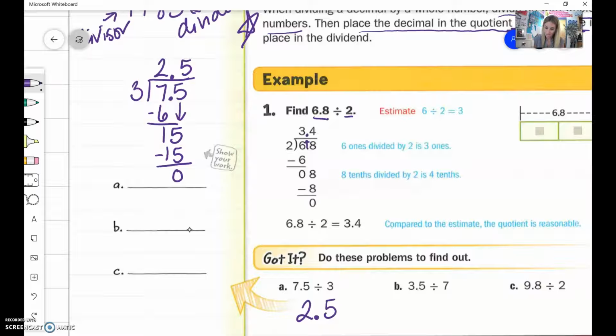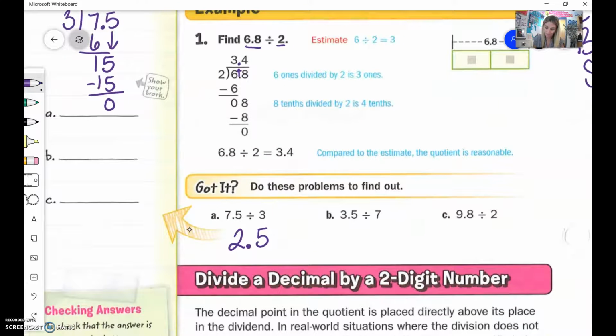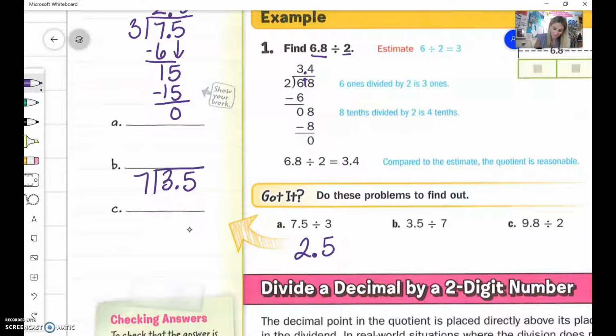Okay, now let's take a look at letter B. We're going to do 3 5/10 divided by 7. First things first, we're just going to take that decimal and move it straight on up. Okay? Now I have 3. Can I make a group of 7? No. I'm going to place a 0 there because I do not have a whole number.